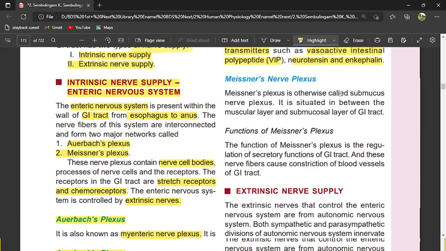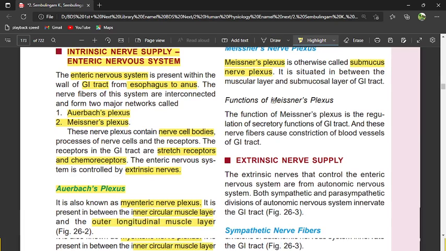Even this lecture is also useful for your medical students. Meissner's nerve plexus, these are also known as the submucous nerve plexus. Yes, it is situated between the muscularis and the submucous layer of the GI tract. What are the functions of the Meissner's plexus?